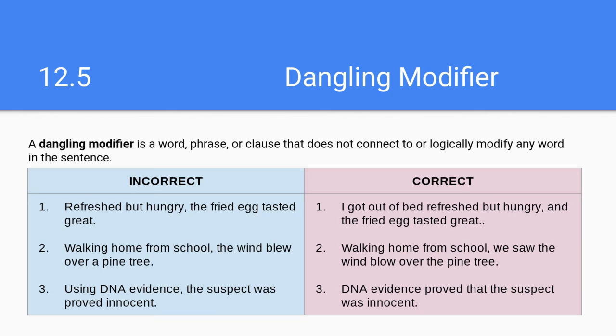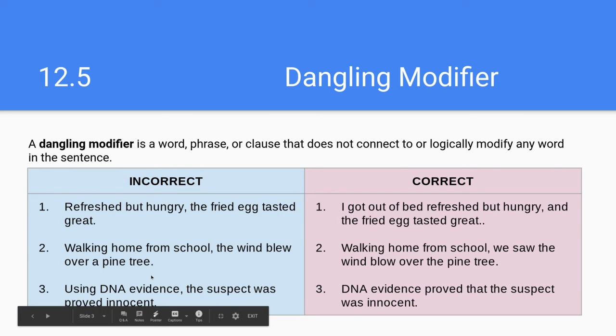Dangling modifiers, this is where you're missing it. So a dangling modifier is a word or phrase or clause that does not connect to or logically modify any word in the sentence. A lot of times you're missing the subject of the sentence. So look at the incorrect one, number one: refreshed but hungry, comma, the fried egg tasted great. This is implying that the fried egg is refreshed and hungry, right? You need to tell me who is refreshed and hungry. So look at how we correct it: I got out of bed refreshed but hungry, and the fried egg tasted great, right? You included that I. You included the subject of the sentence there.